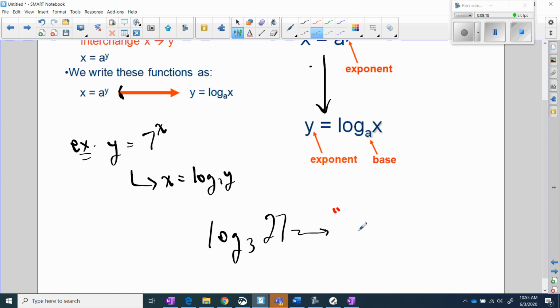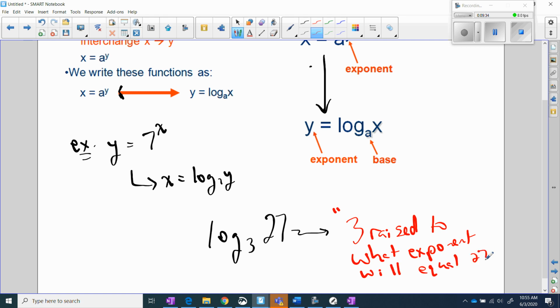This is saying 3 raised to what exponent will equal 27. That's what the log of 27 to base 3 would equal. Okay, so let's answer this. The answer would be equal to 3, because 3 raised to that exponent would give me 27.